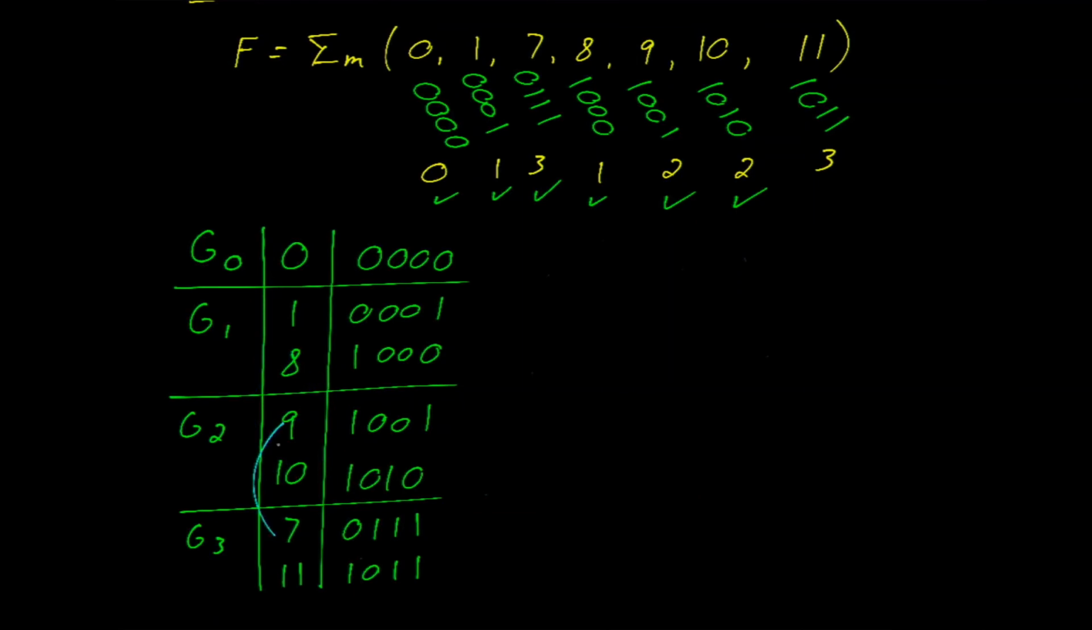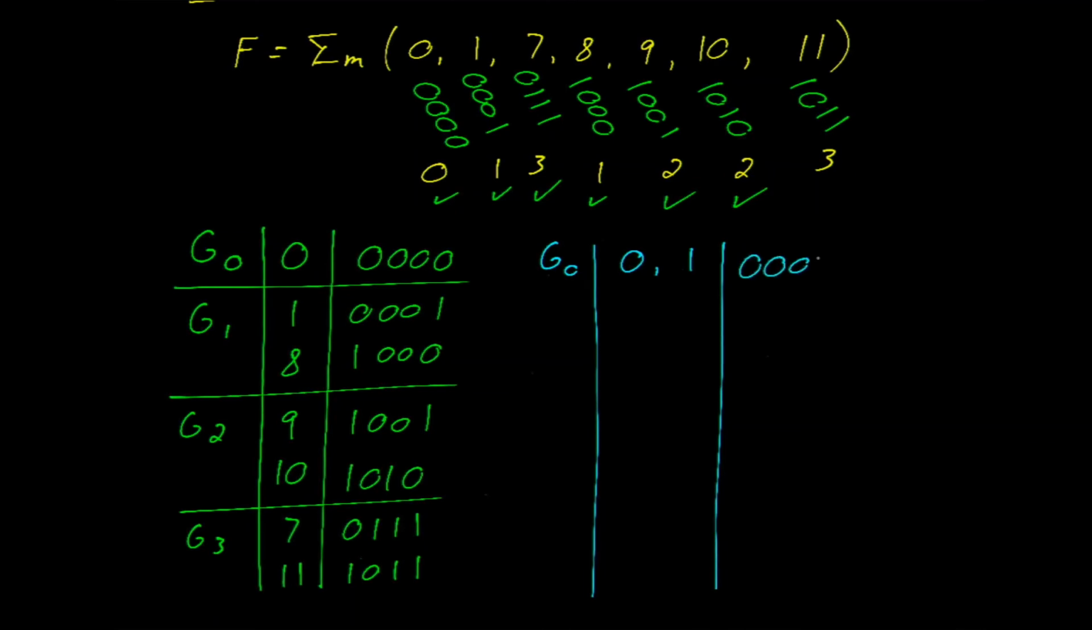Likewise, 9 to 7, 9 to 11, 10 to 7, and 10 to 11. Each time looking for a single bit difference. We start with group 0, where we compare minterms 0 and 1, where we find a 1-bit difference. That's recorded as minterms 0 and 1, with a difference on the least significant bit.